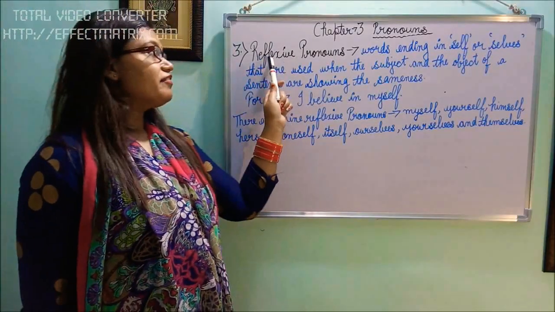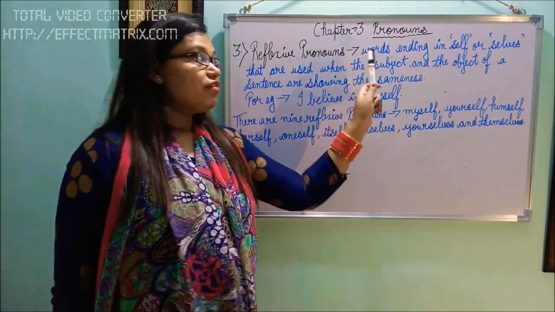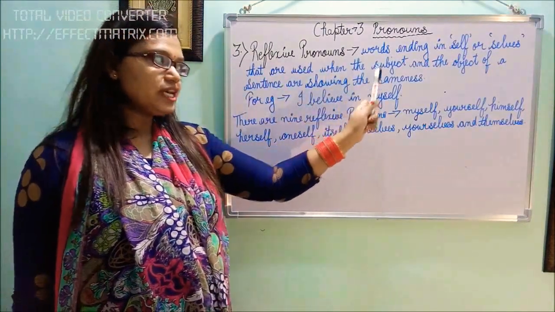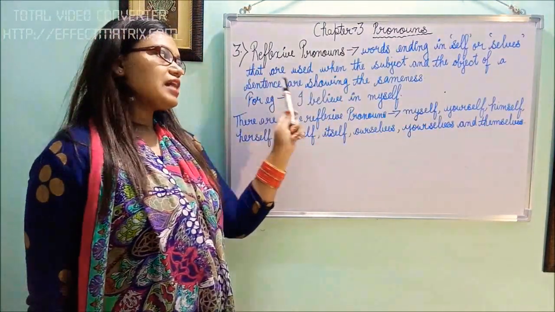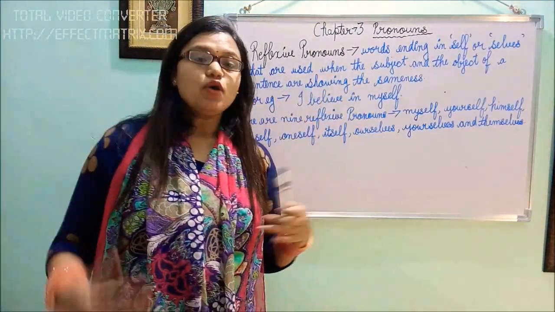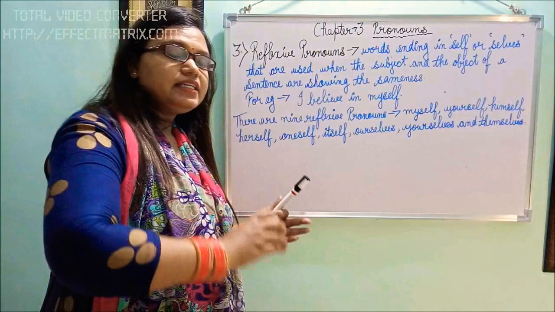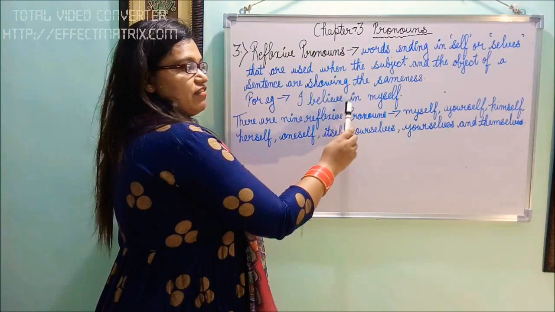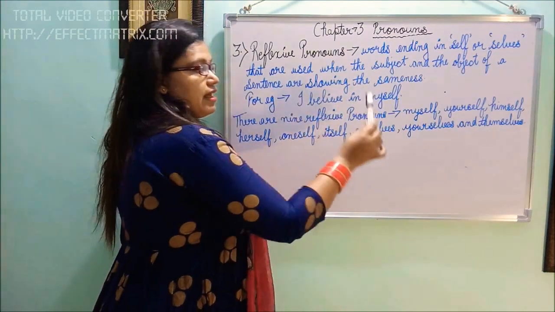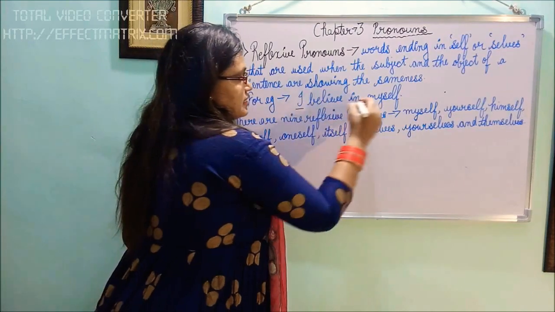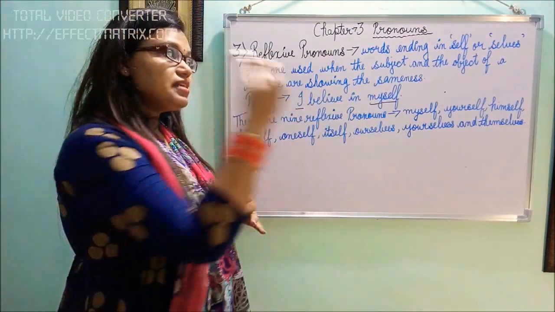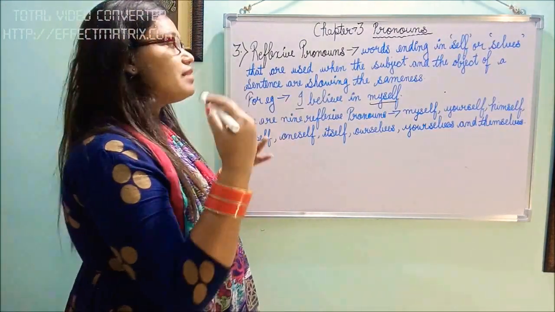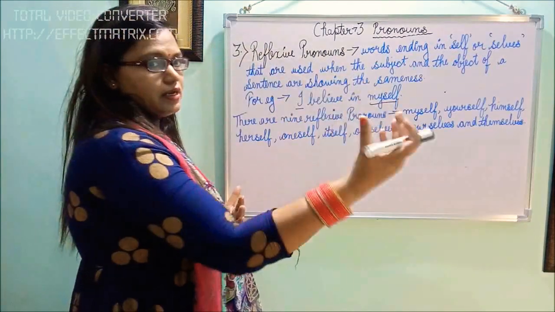Now, the third kind, reflexive pronoun. Words ending with self or selves are used when the subject and the object of a sentence are the same. That means when you want to say something, the object and the subject both are showing sameness. For example, I believe in myself. Here the word I and the word myself are showing sameness. Understand? Or, this work I have done by myself. So there is a similarity between the subject and the object.